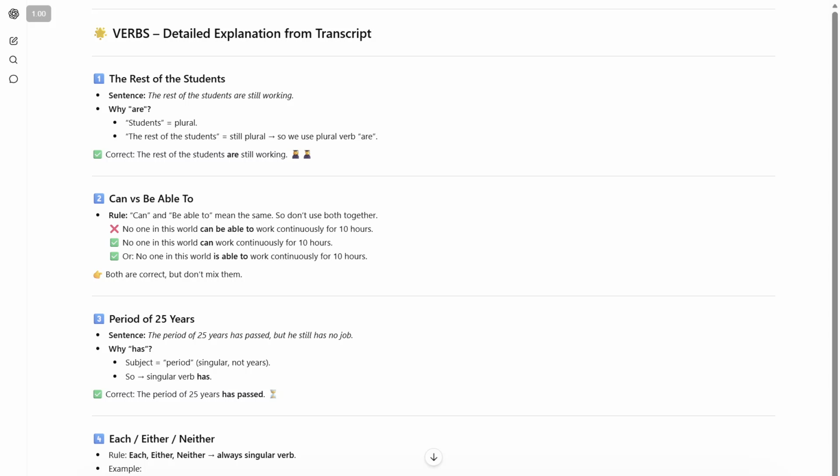Can versus be able to. Rule: can and be able to mean the same, so don't use both together. Wrong: No one in this world can be able to work continuously for 10 hours. Correct: No one in this world can work continuously for 10 hours. Or, no one in this world is able to work continuously for 10 hours. Both are correct, but don't mix them.